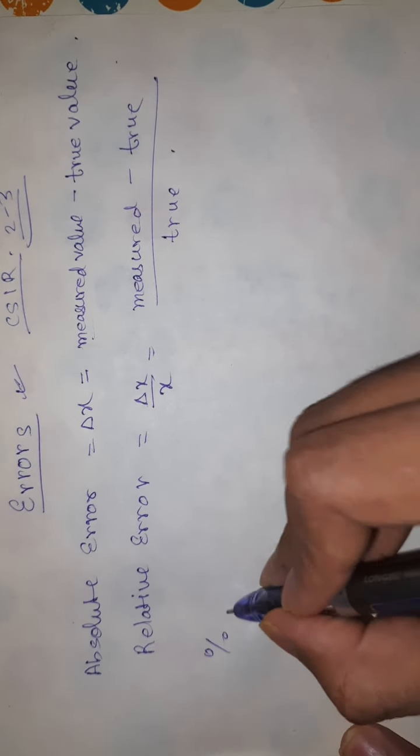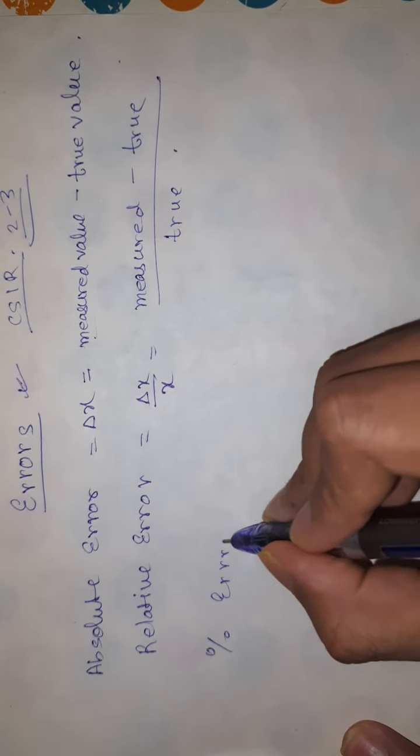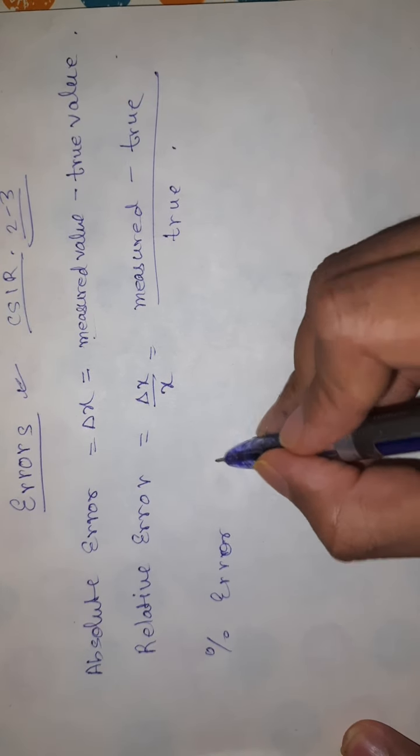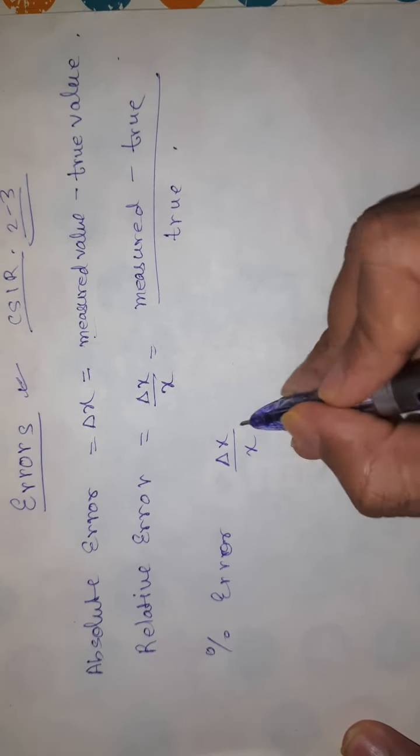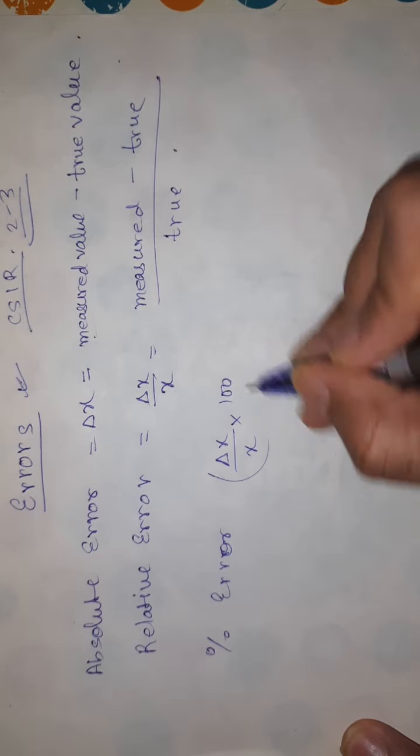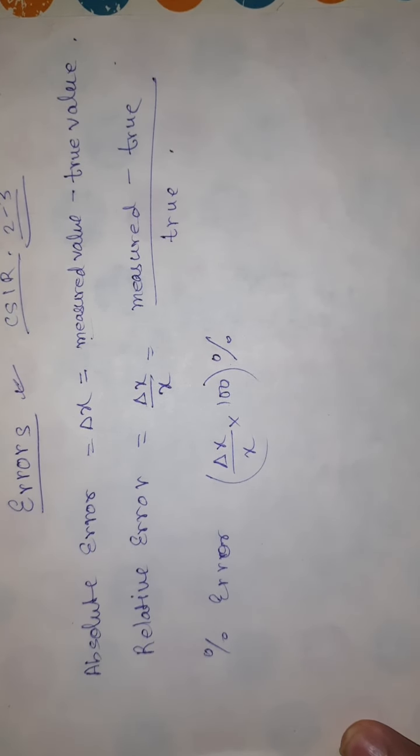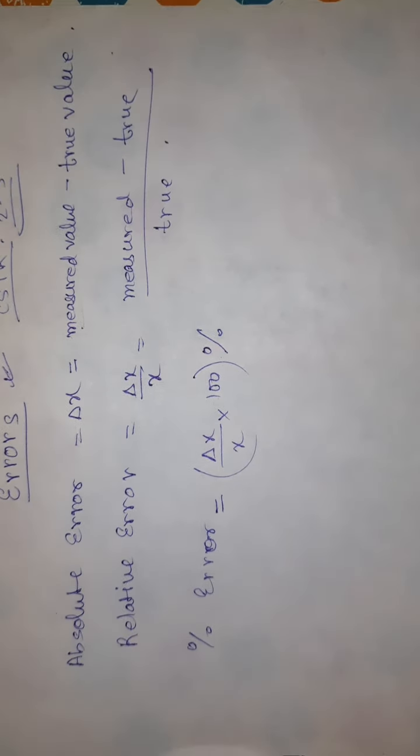Now for percentage error, we simply have to multiply the relative error with 100. So delta x by x into 100, and we write percentage here, and it will give the percentage error.